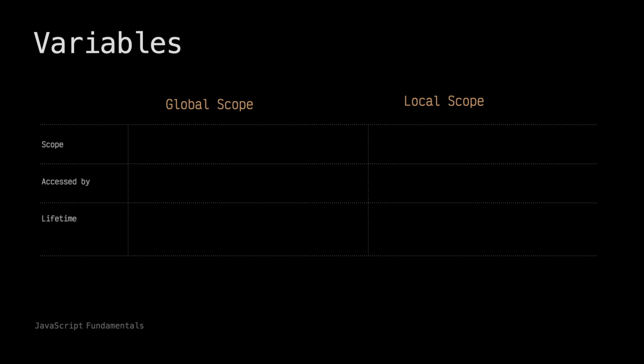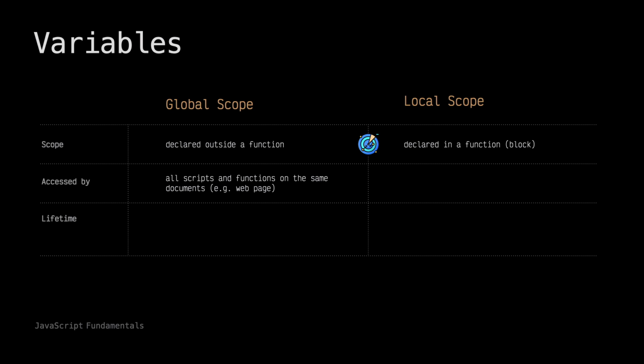A variable declared outside a function becomes global, which means all the scripts and functions on the same document, a web page as an example, can access that declared global variable. For the local scope in JavaScript, there are two kinds of local scopes: function scope and block scope. When a variable is declared in a function, the variable becomes only visible from within that function and its sub-functions and blocks. And for the block scope, when a variable is declared with the const or let keywords within a curly brace, it only becomes accessible from within that curly brace and its sub-blocks.